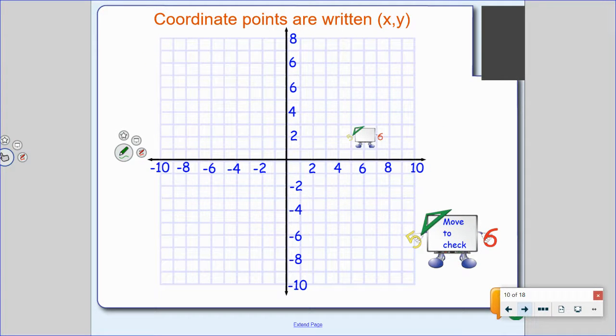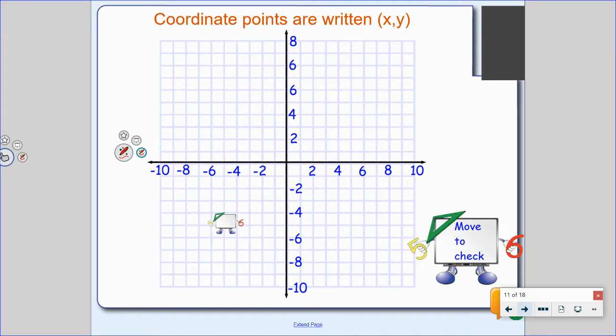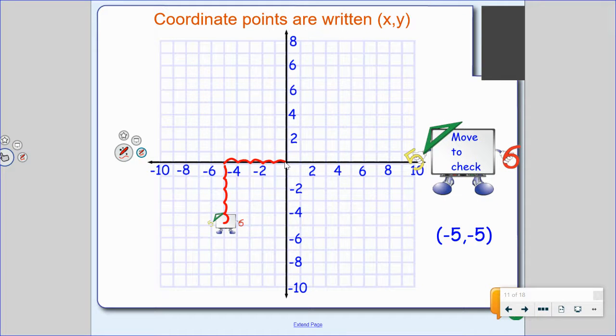Let's keep on going. Let's do a little disappearing ink here. So we have 1, 2, 3, 4, 5, 6 to the right and 1, 2 up. Therefore, both of these are positive, being in the first quadrant, and the ordered pair will be (6, 2). Onward we go. 1, 2, oh, that's -3, -4, -5 to the left, and then 1, 2, 3, 4, -5 straight down. Both the x and the y coordinate are -5. Does not happen often, but hey, it happens.